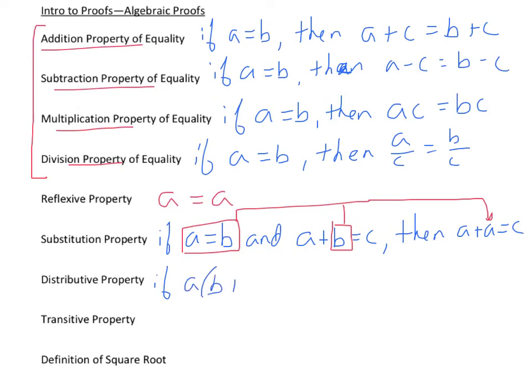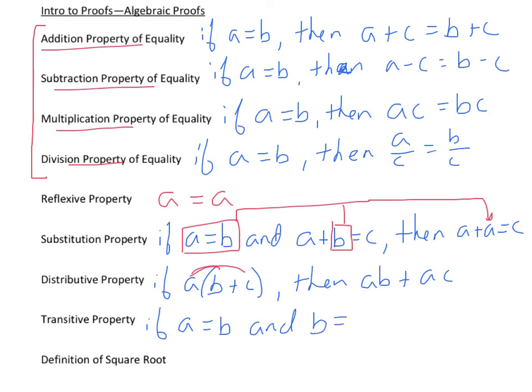The distributive property we're more familiar with and have used quite a bit, and that is that if you have A(B plus C), then if you distribute that, you get AB plus AC. And this is what happened. That's the distributive property.